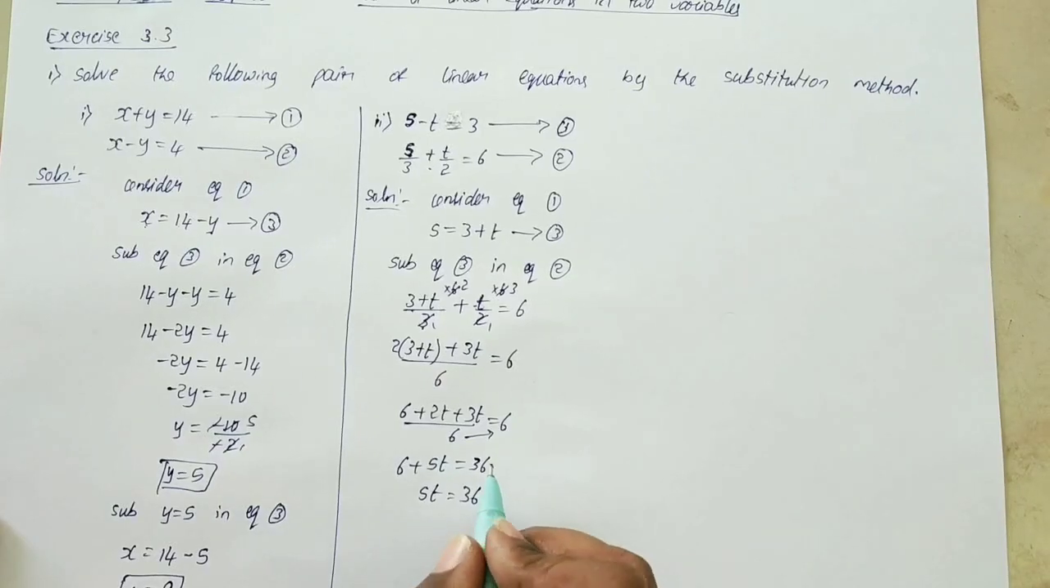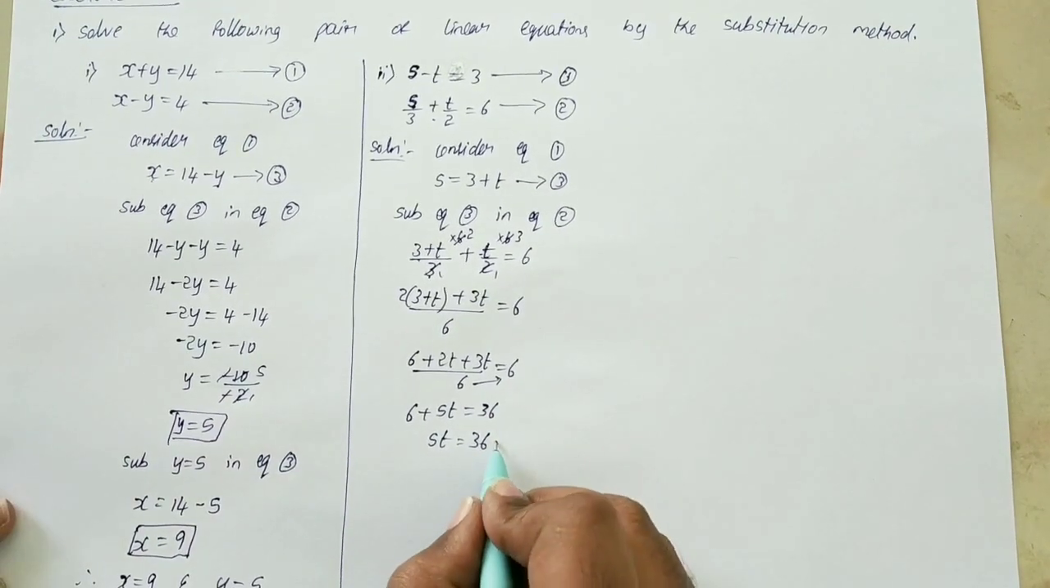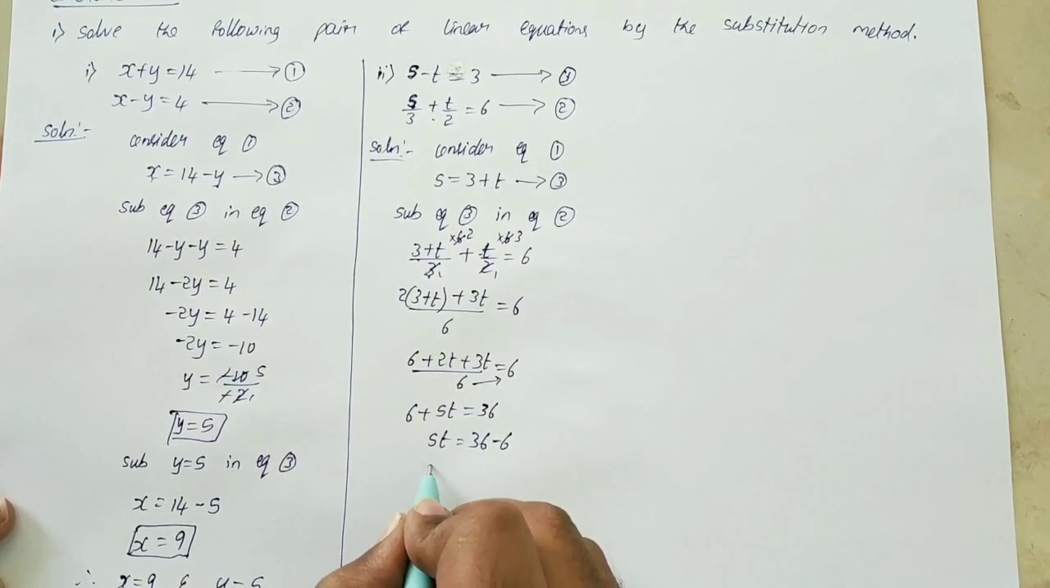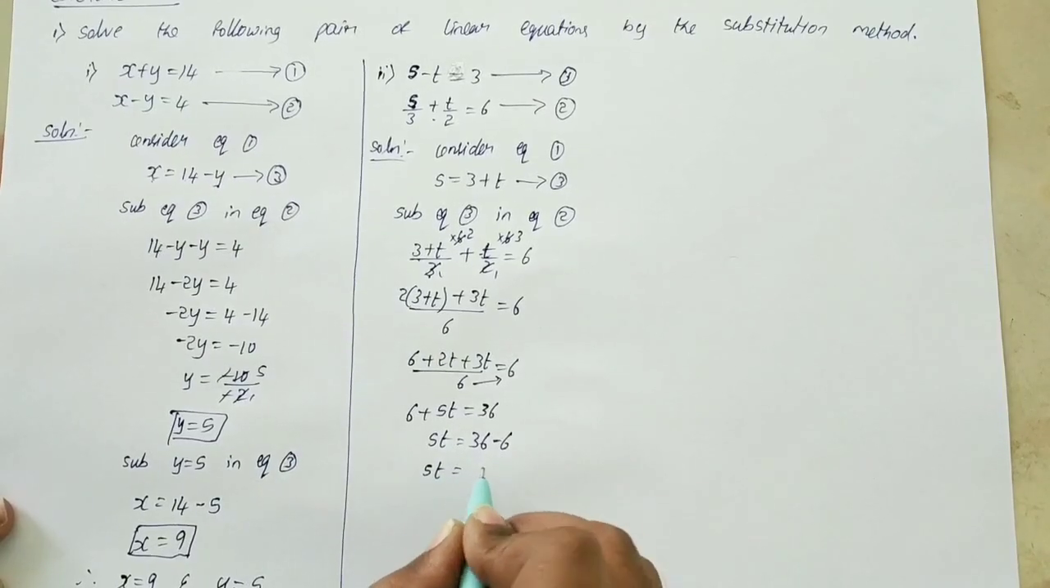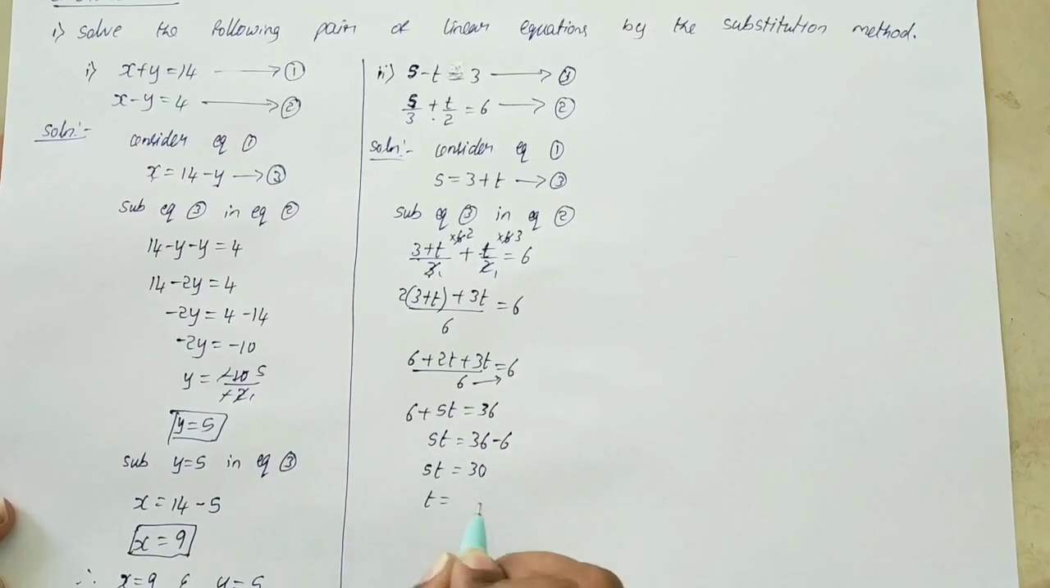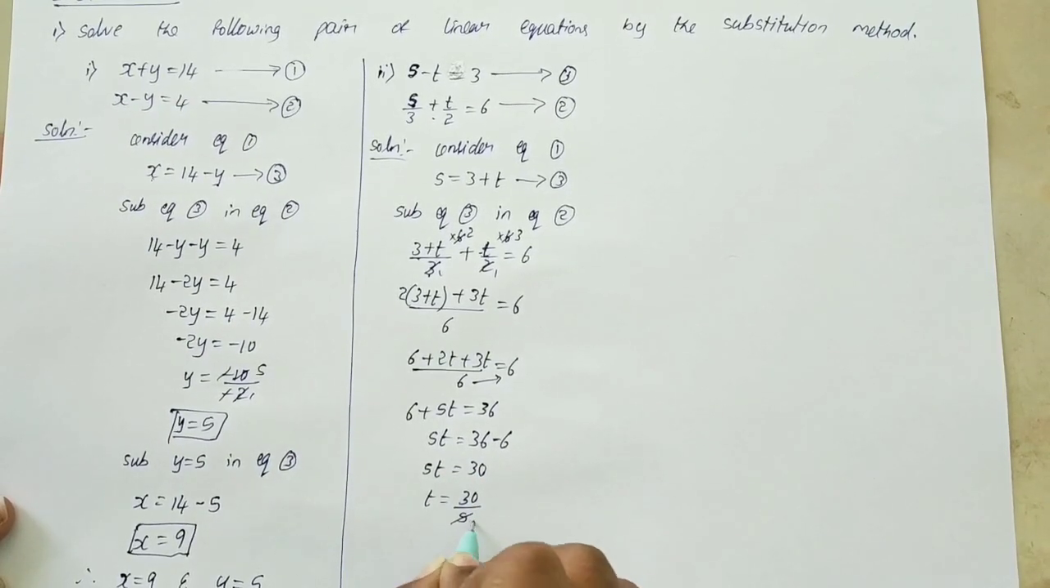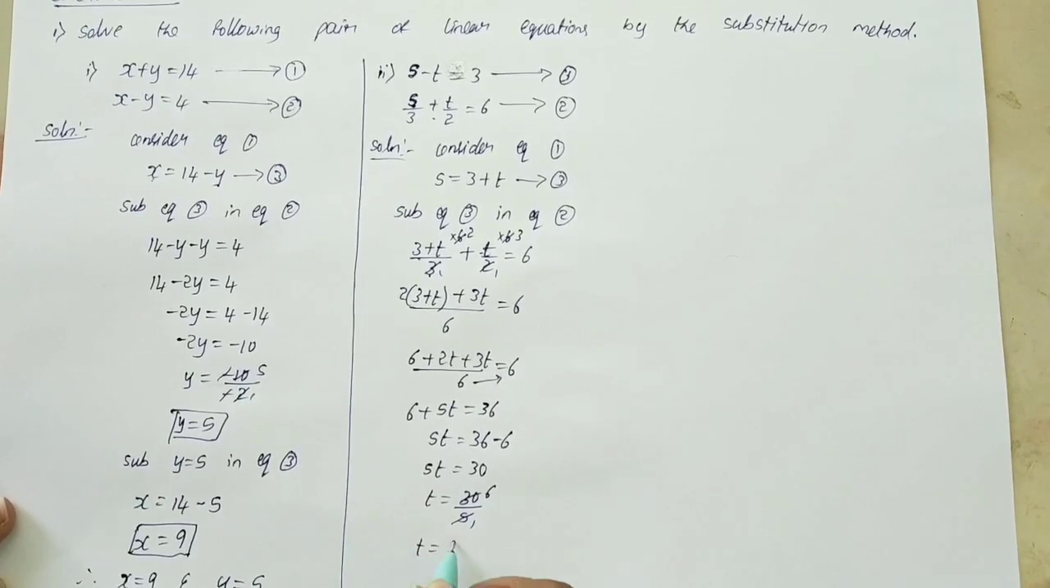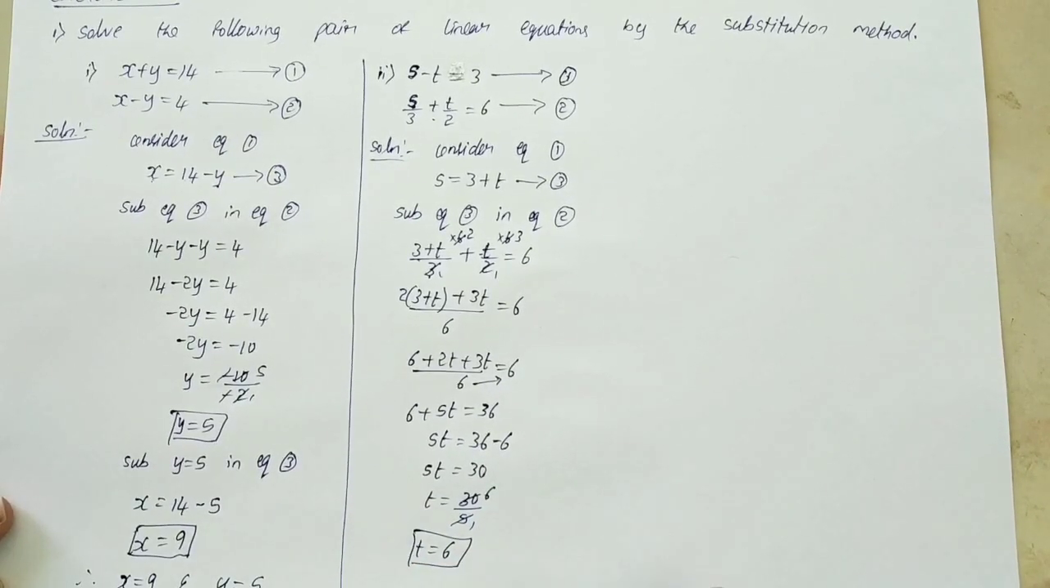I will shift 6 to the RHS, then it becomes minus 6. So 5t is equal to 36 minus 6, which is 30. So t is equal to 30 divided by 5. 5 sixes are 30. So the t value is 6.